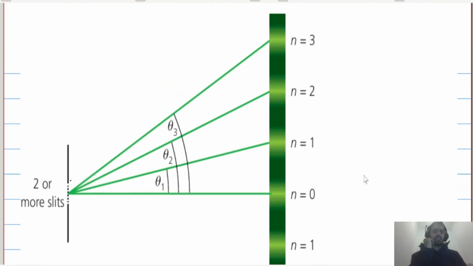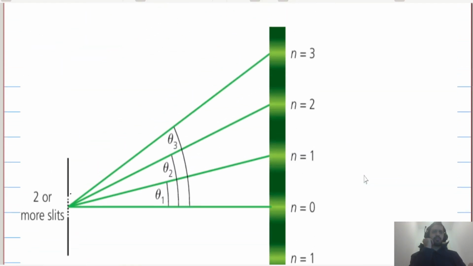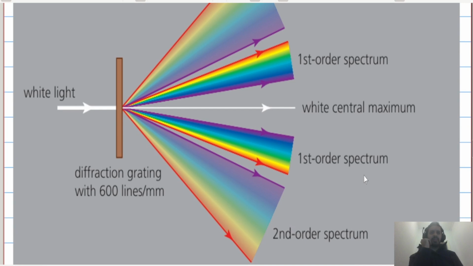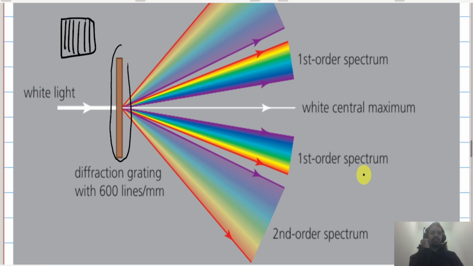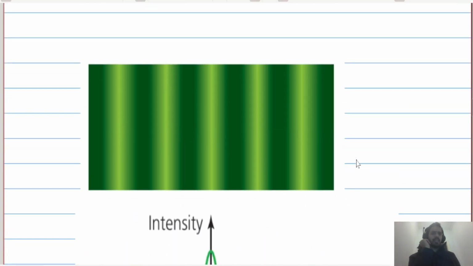Let's talk about diffraction grating and how to understand these, for example, pictures. So what happens is that you have a diffraction grating, which is basically a plate which has many slits on it, and light can pass through these slits and it can diffract at different angles. And what you will see on the screen will be a pattern that looks like this.